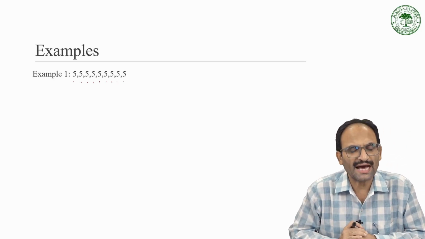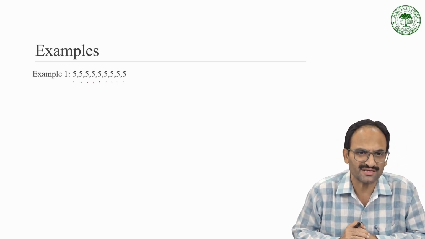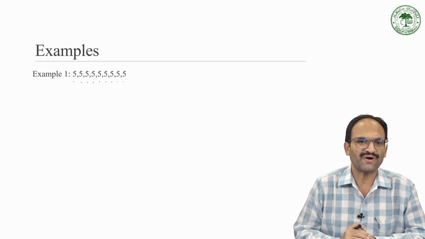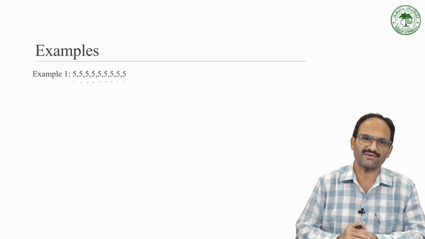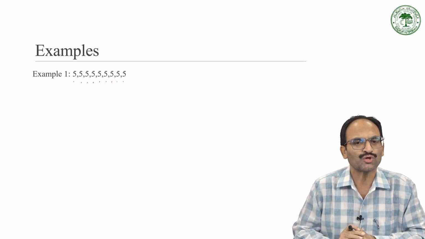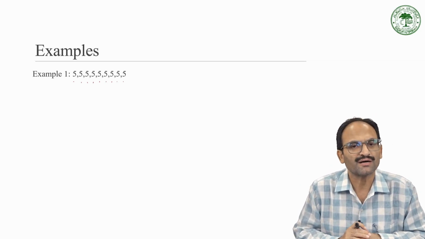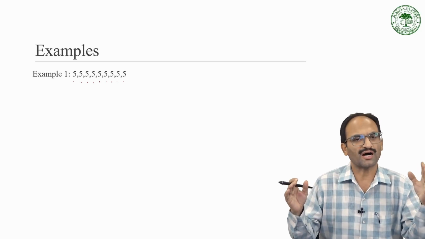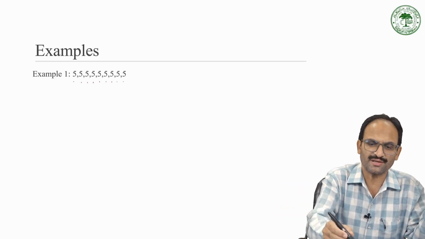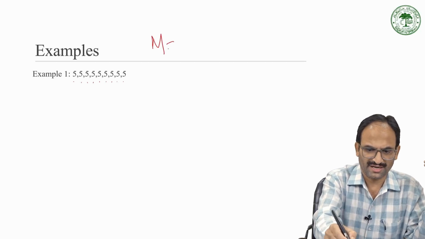So, 9 terms are there in this data set and all the terms are the same, that is 5, 5, 5, 5, 5, 5, 5, 5, 5. Now, we are required to calculate the average deviation or the mean deviation of this data set. So, first step, calculate mean.